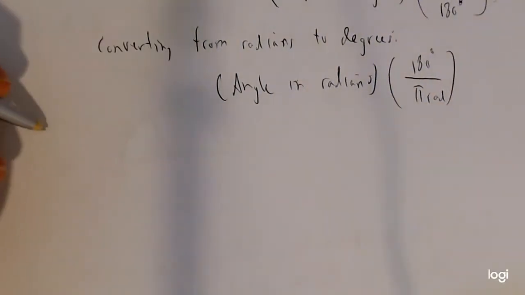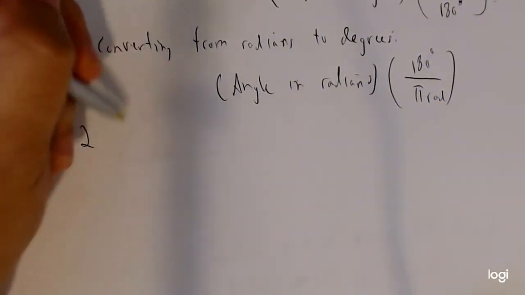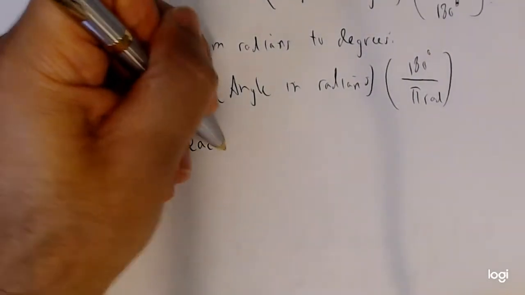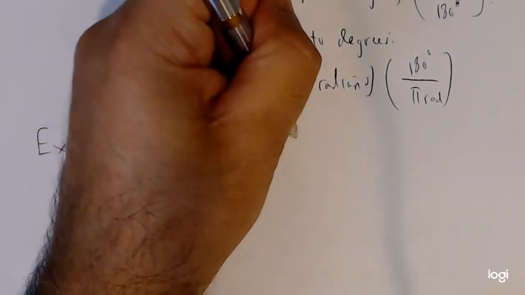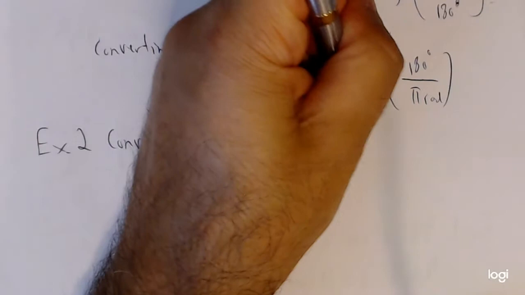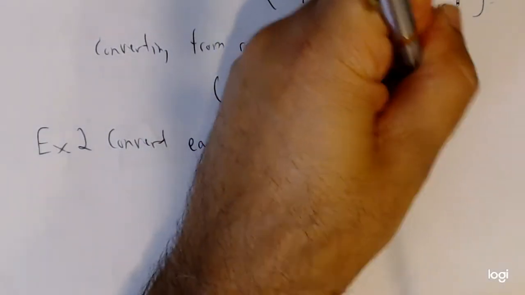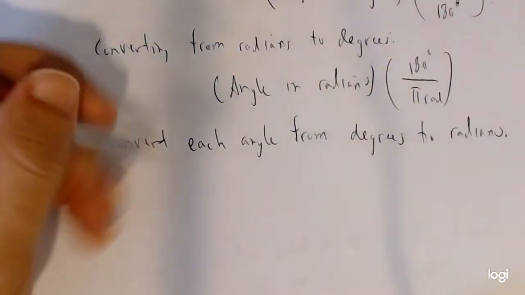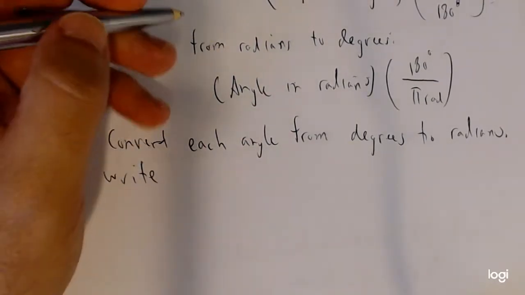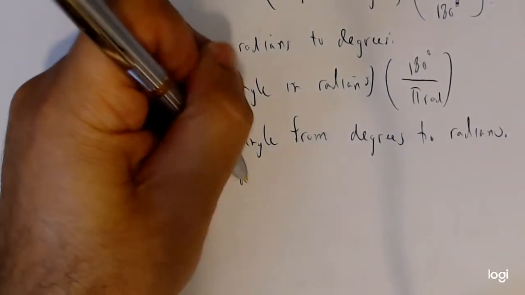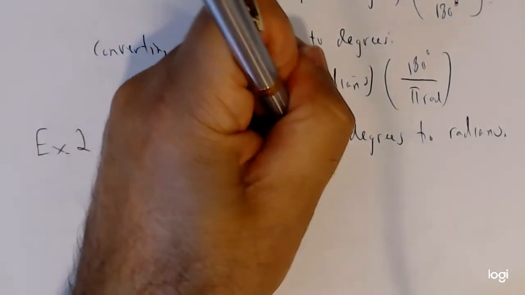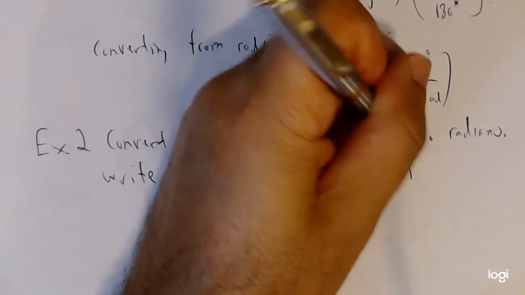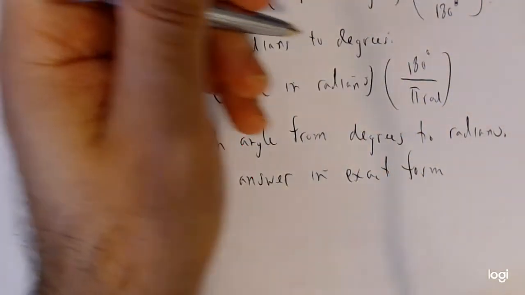So with that said, let's put up example 2, and you might want to pause the video and then you guys do this on your own and then play and compare your answers. So we're going to say convert each angle from degrees to radians, and then we're going to say write each answer in exact form.